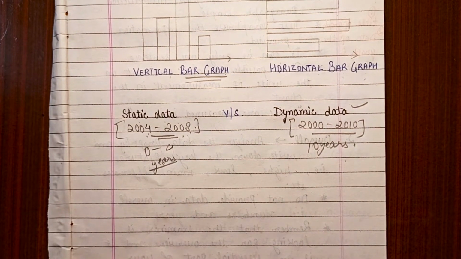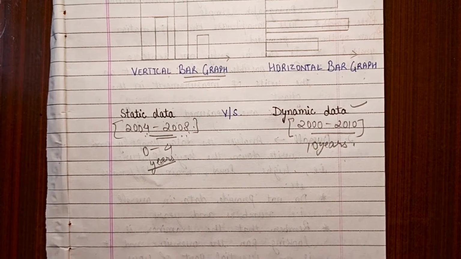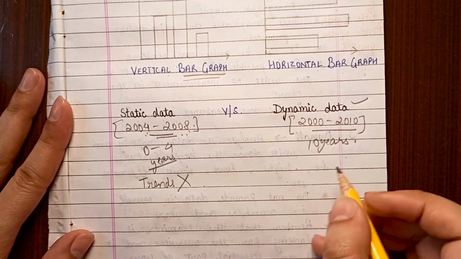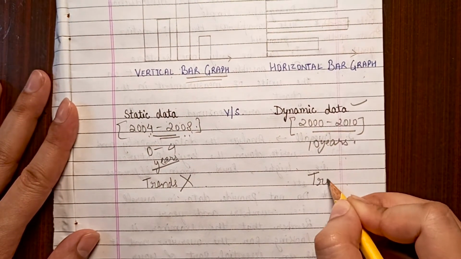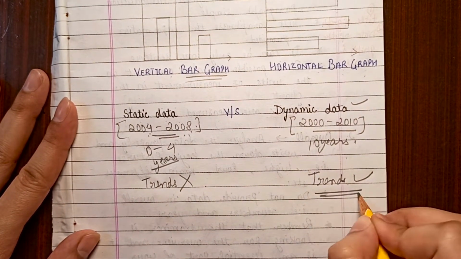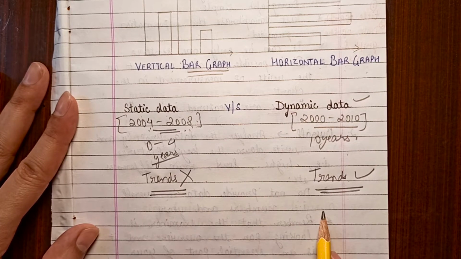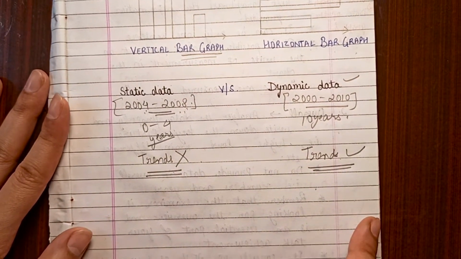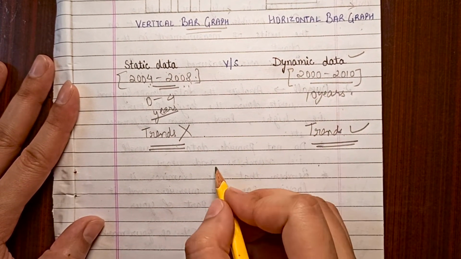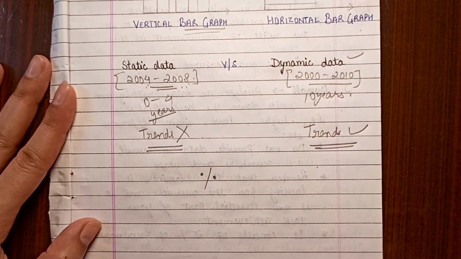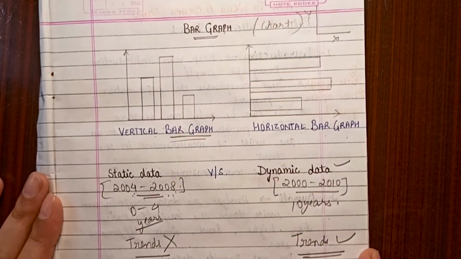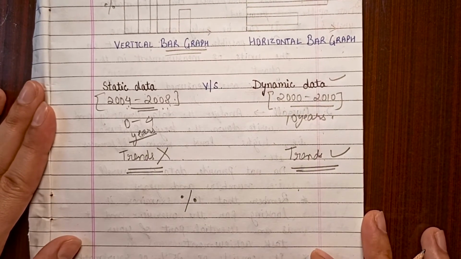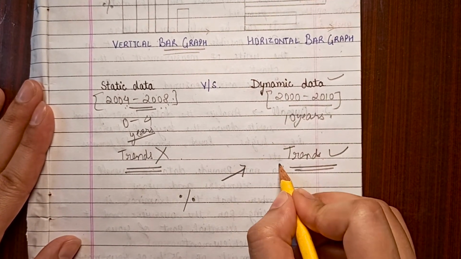Now, why do we consider both of these data? In the static data, we do not show trends. And in the dynamic data, we need to show trends. This is basically for the line graph, right? But there is one more assumption that you need to keep in mind. If you are provided with the percentage in the bar graph, the data is given in percentage, then only you will show trends.